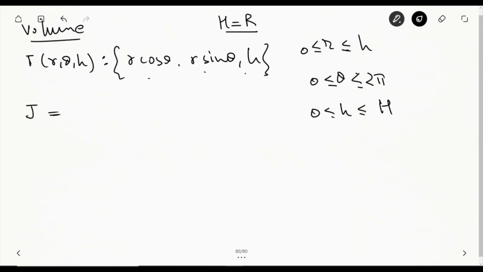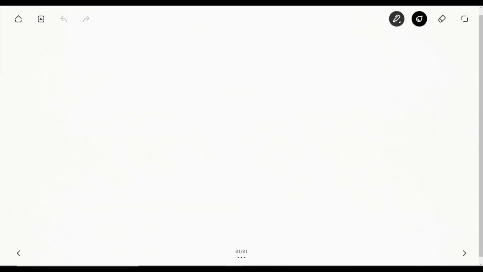Not explaining but directly getting into it, the Jacobian we are going to get is simply r in this case, right? Of course you know how to do this. We have to differentiate it with respect to r, then theta and then h, right? And then dv will become r dr d theta dh, the stretching factor being r. Limits have already been discussed. So this is how we can find the volume. Next is the sphere, an important one.